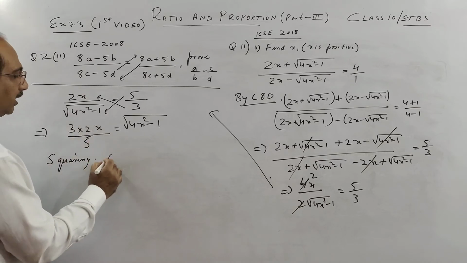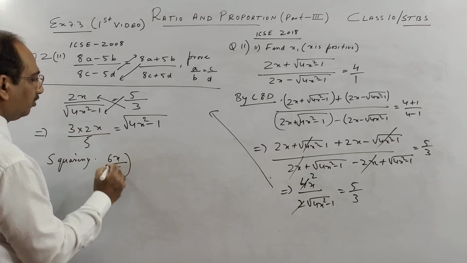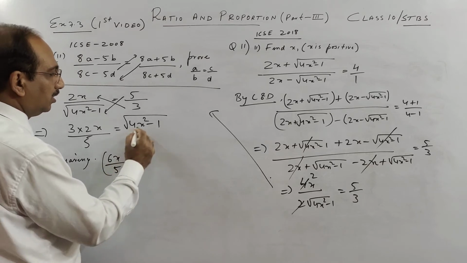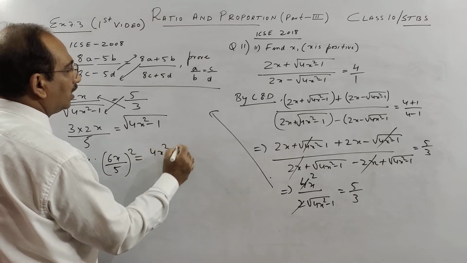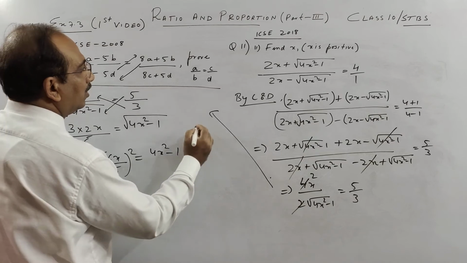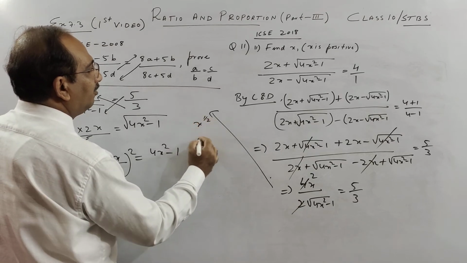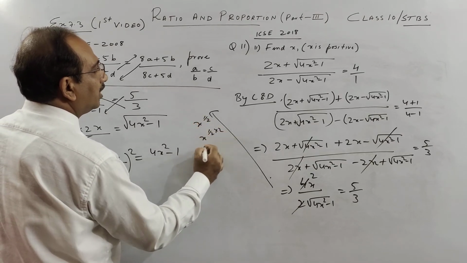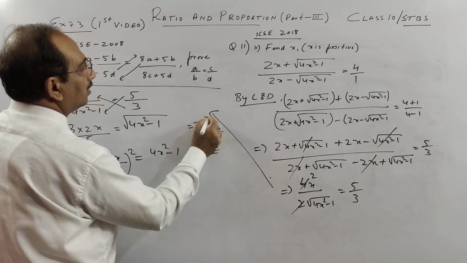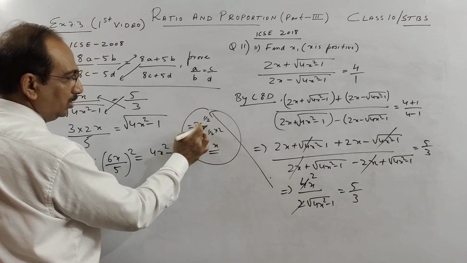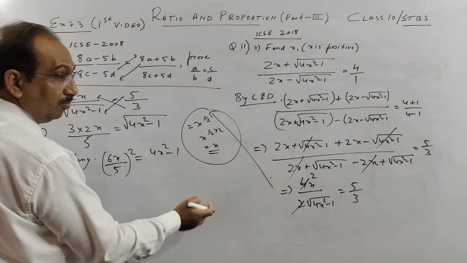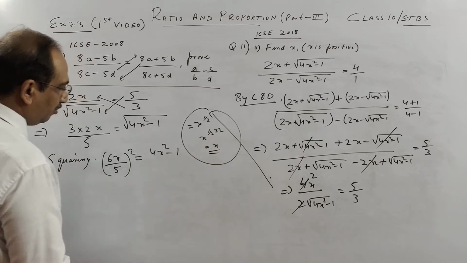Okay, squaring, what we get, children, is 6x by 5 whole square. Why did we square, children? To cancel the root. Square and root cancel. Root means to the power half, squaring means power 2, so we get x. This is the logic: they cancel by the power law.